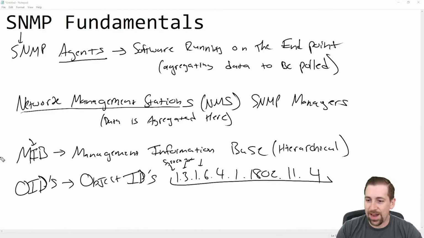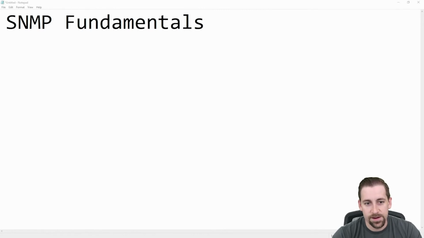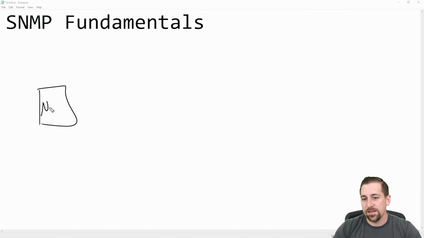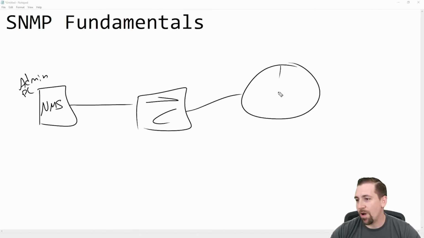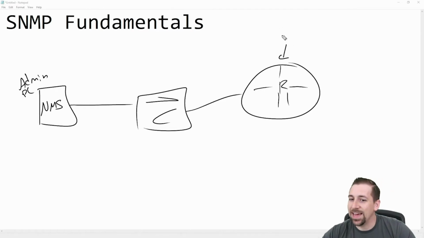And so if we were to look at how this would actually look in the real world, right, I've got a network management station out here, some PC, some administrator PC, let's say, and it's connecting through the network, through a switch, and we'll actually see this exact setup in the Packet Tracer setup, to a router. And R1 is running an SNMP agent.